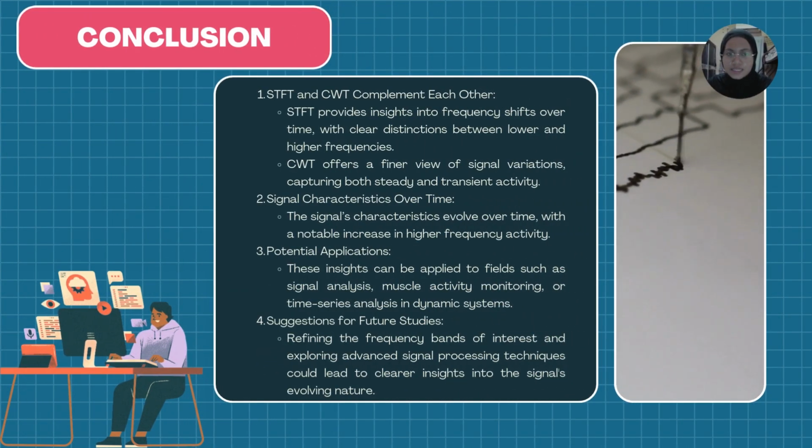In conclusion, this study demonstrates how the short time Fourier transform and continuous wavelet transform methods provide complementary insights into time frequency characteristics of signals. While the short time Fourier transform reveals more about frequency shift over time with clear distinction between lower and higher frequencies, the continuous wavelet transform offers a finer view of signal variation, highlighting both steady and transient activity. The findings suggest that the signal's characteristics evolve over time, particularly with increasing activity in higher frequency. This insight could be useful for applications like signal analysis, muscle activity monitoring, or time series analysis in dynamic systems.